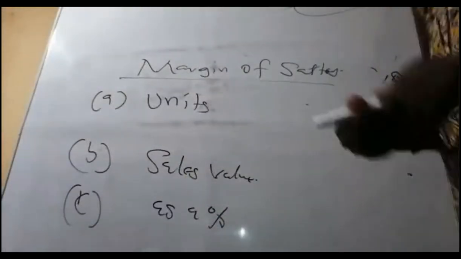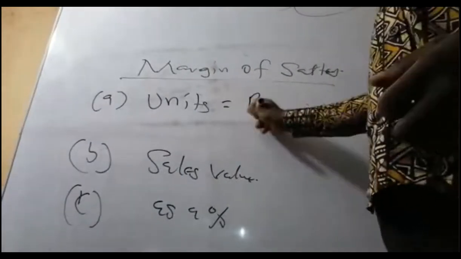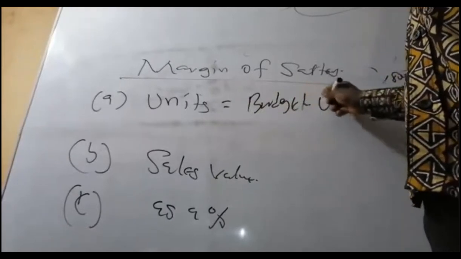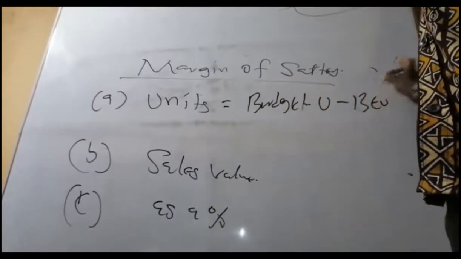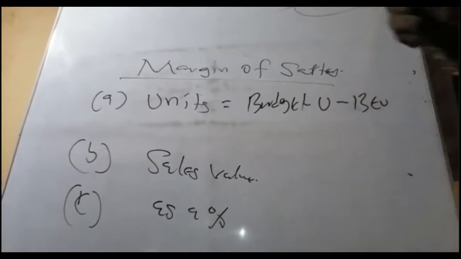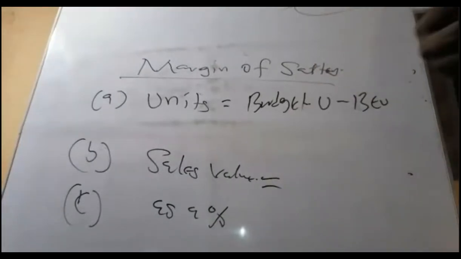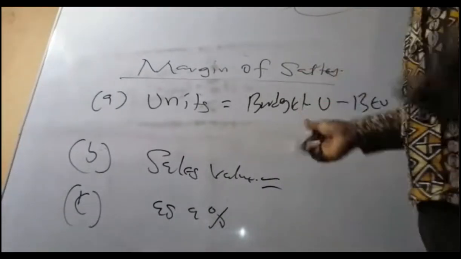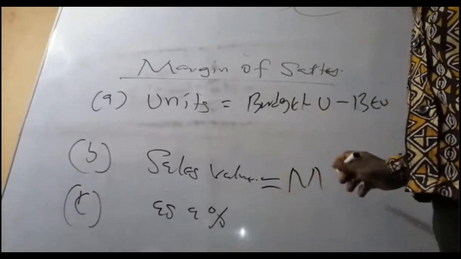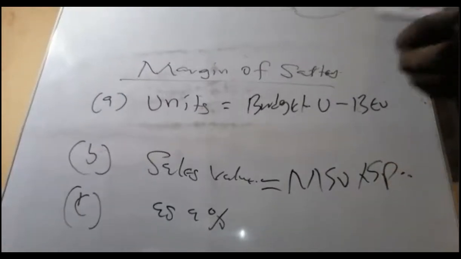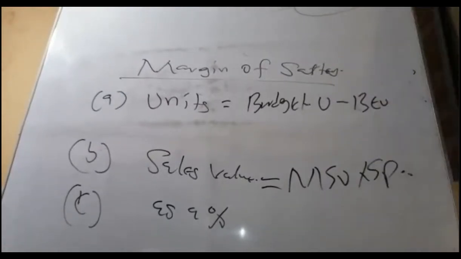So for units, what's the formula? Let's look at the formula. Margin of safety in units is equal to budgeted units minus break-even units. That is all. Margin of safety in terms of sales value is equal to the margin of safety in units times what? The selling price. For anything you want in value, it is the units times the selling price. That is it.